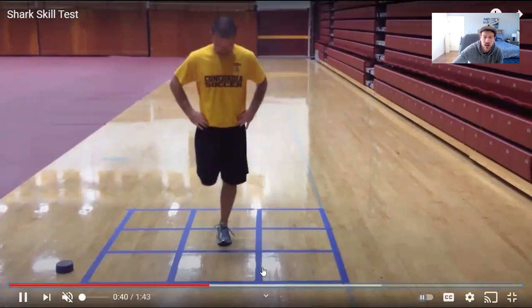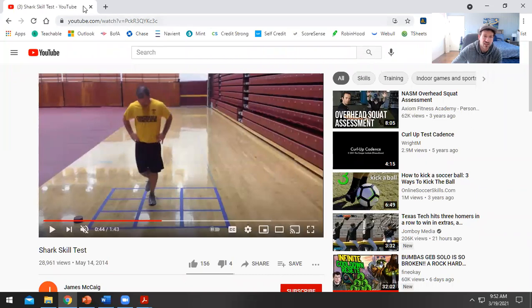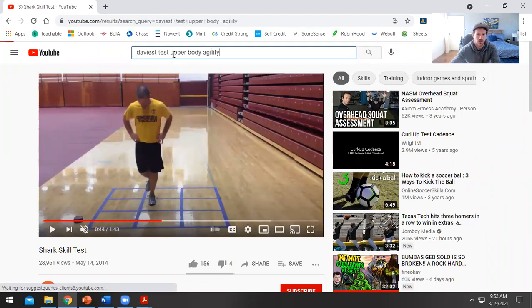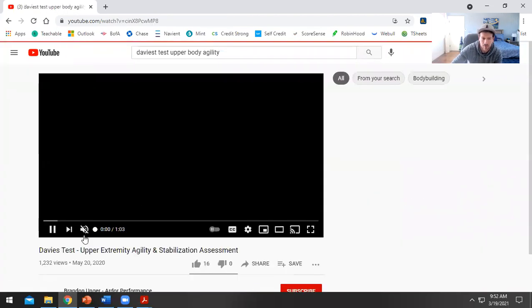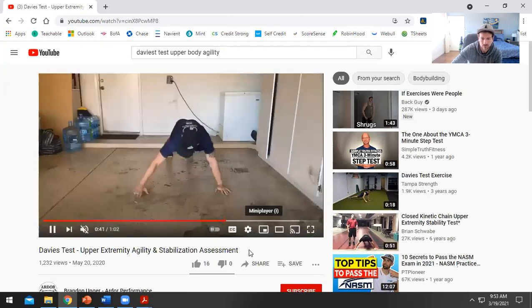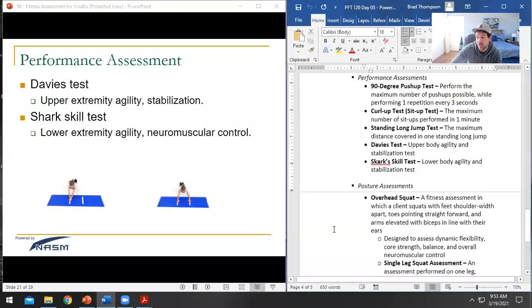They do it on both legs. So it's measuring directional change for the lower body, just like the Davies test measures the upper body agility. Those are both really good assessments, and they're performance assessments. There's no normalized time that you should be able to complete. It's just you versus you in the future. We're going to do this now, we're going to do it again in 4 weeks, and let's see if you improve.